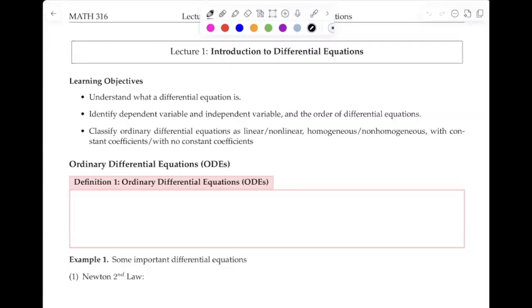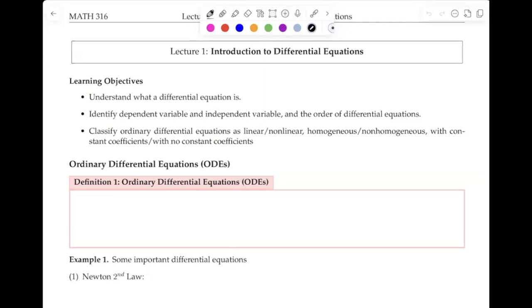So let's move on to lecture one, introduction to differential equations. This is where most of the terminologies related to differential equations get introduced. In this lecture, we're going to understand what a differential equation is from the perspective of definitions. And as I mentioned in the last lecture, it depends on the type of differential equation, and you may have a different solution technique.